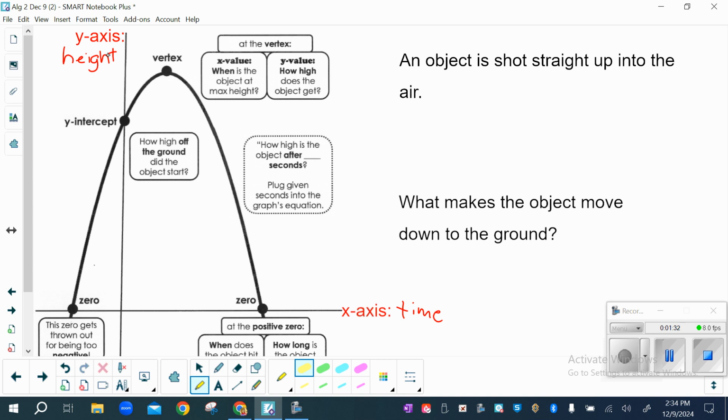This point here is the y-intercept. How high off the ground did the object start? Okay. So what part of the graph will be the maximum? The vertex. So we're going to look at that vertex, which is here. The x value of the vertex or the y value? The x or the y is the maximum value. The y, so here's that. Y value, how high does the object get? And then the x value tells you when is the object at the maximum height. So if you had a question that asks you when is it at the maximum height.